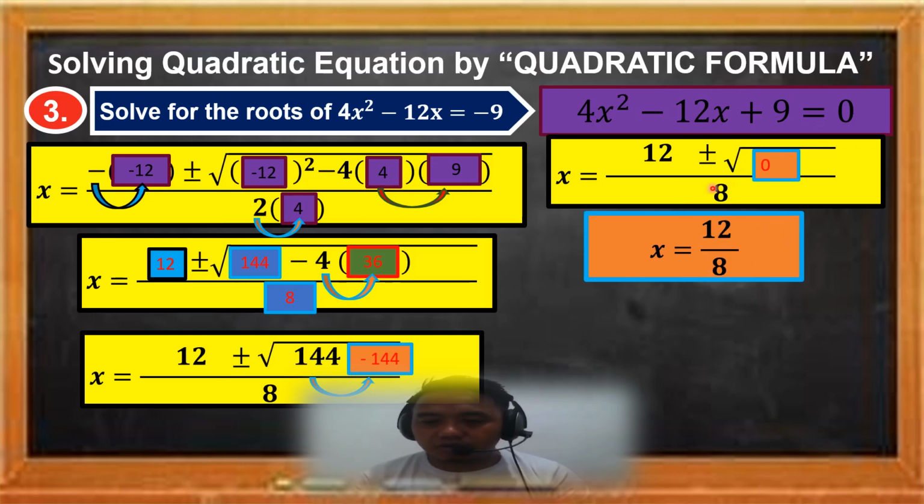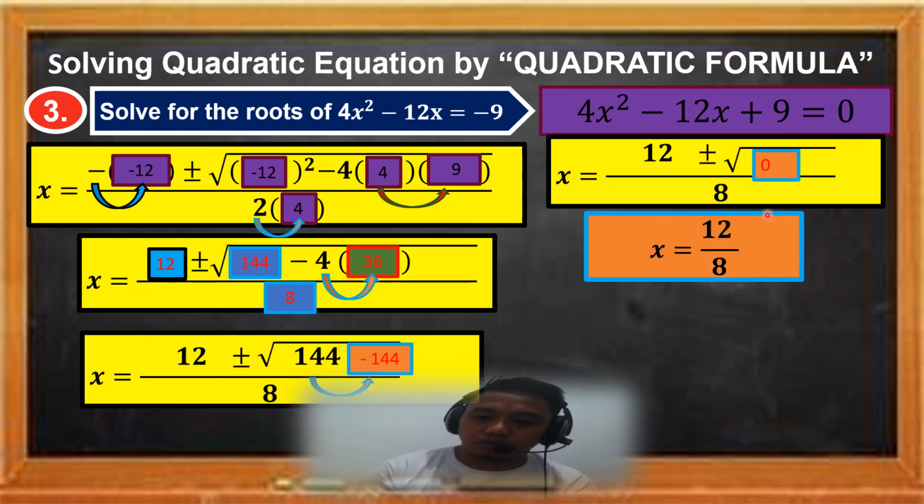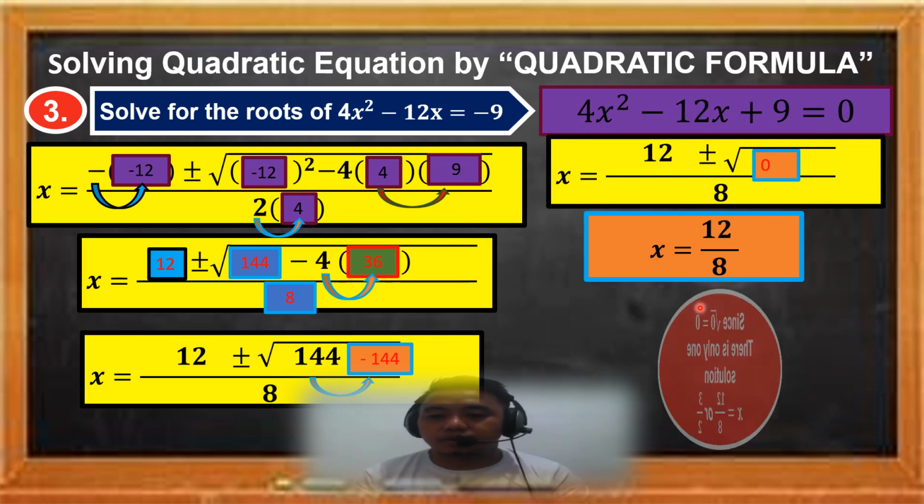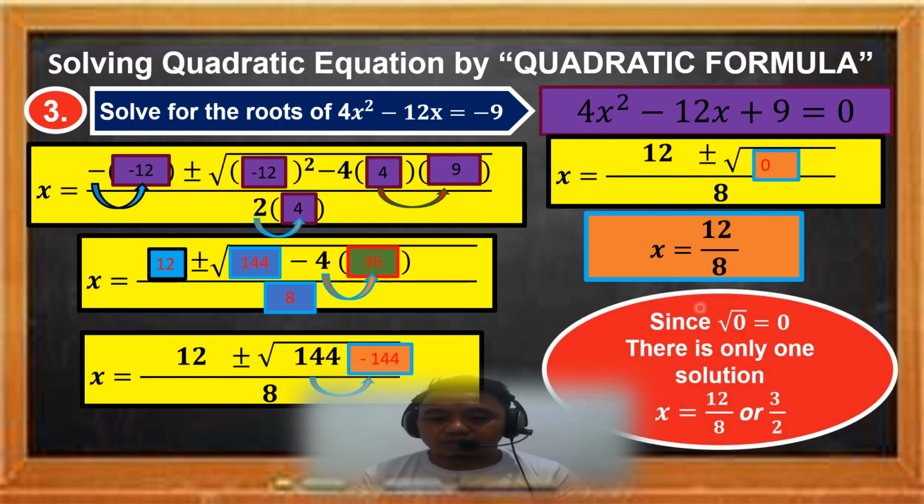Ibig sabihin dito, meron tayong one solution lang, no? Isa lang yung nakuha natin. Kasi, nung nagsimula tayo, meron tayong one solution, may no solution, meron ding two solutions. Hanggang 2 lang, walang 3. So, 12 over 8, we're just going to simplify this one. Ang GCF niyan is 4. Okay, so, x will be 3 over 2. So, since there's only one solution, isa lang yung solution natin. And that is 3 over 2. Okay?